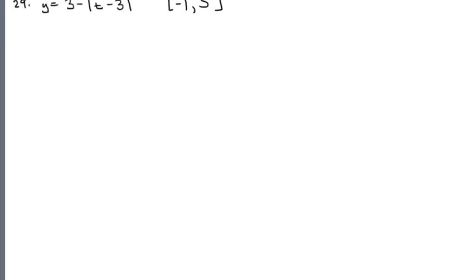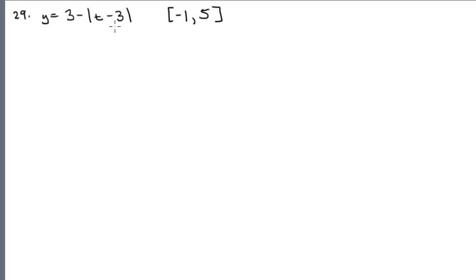Okay, so the next problem in section 3.1 is number 29. The directions say locate the absolute extremum of the function on the closed interval. The function they give us is y equals 3 minus the absolute value of t minus 3 on the interval from -1 to 5.